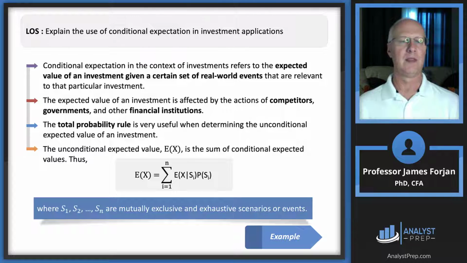So what do we say there in that third arrow point? Total probability rule is very useful. So the unconditional expected value is the sum of the conditional expected values.